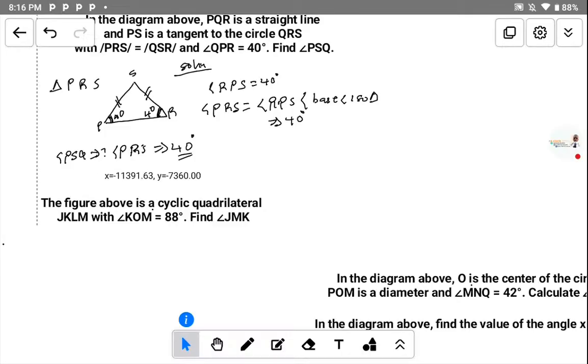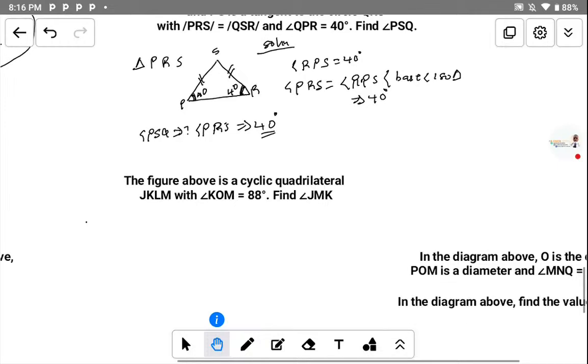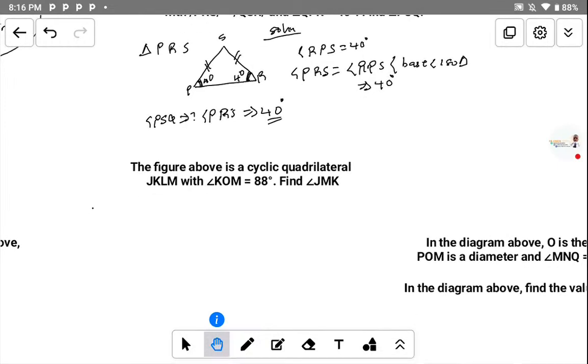I'm trying to draft some questions out here, so I'm going to retake them one by one. Let me see the diagram of this question. Let me draw the diagram out. The question says that we have a circle. Now let me draw it out.